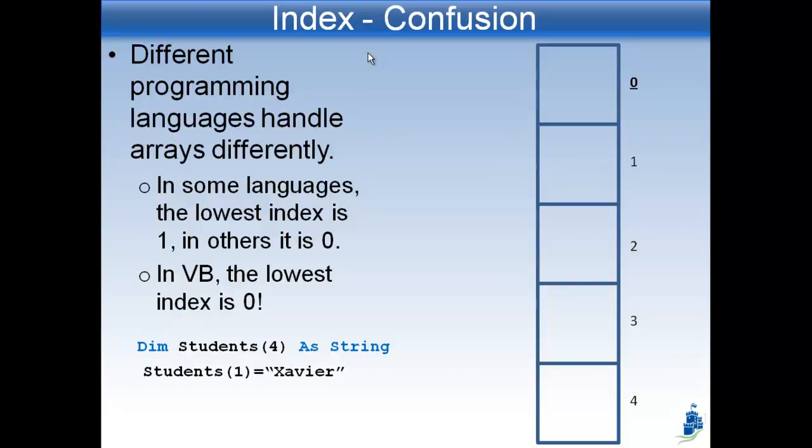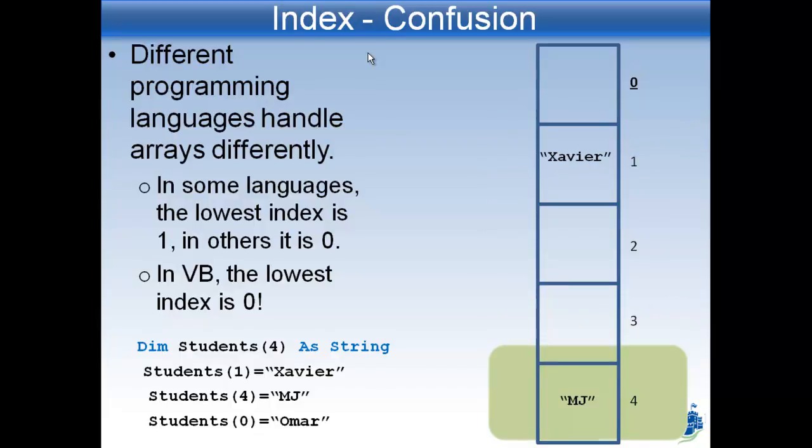But anyway, for example, if I say students of 1, then I'm going to go to the first one, okay, and then I'm going to put Xavier in, okay? And if I say students of 4, then I'm only going to activate the 4th element of the array, and I can put MJ. Got it? Or if I say students of 0, that still is legit because it starts at 0, and we can put Omar in there.